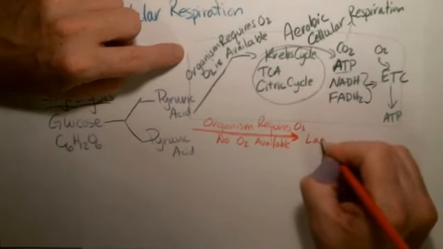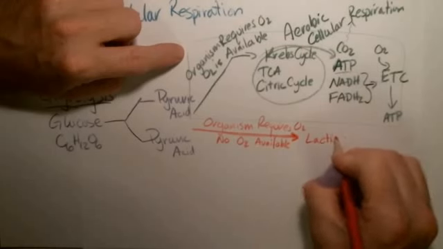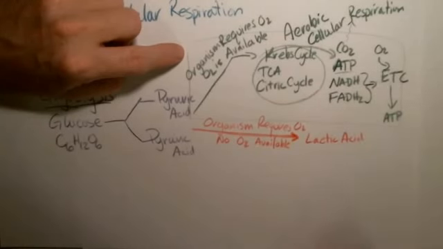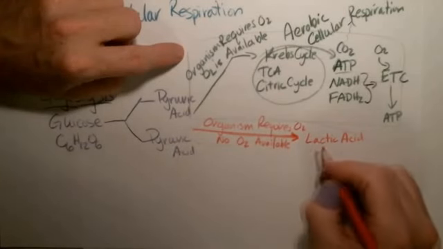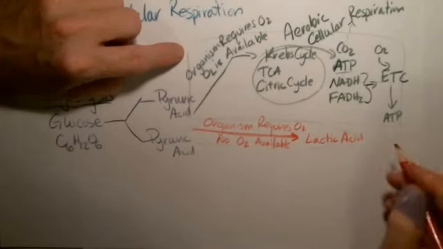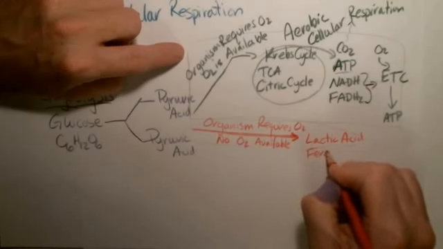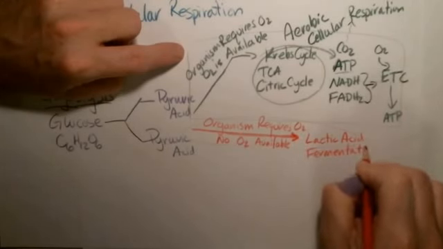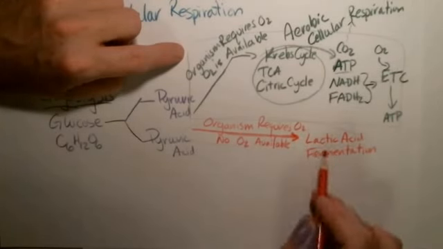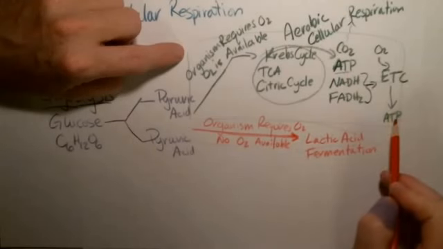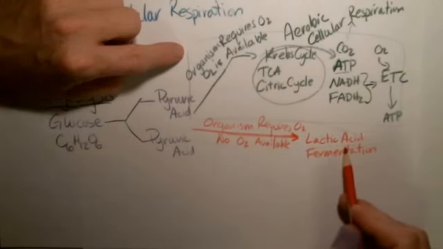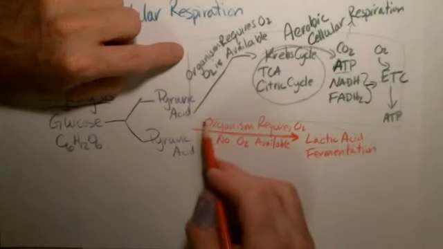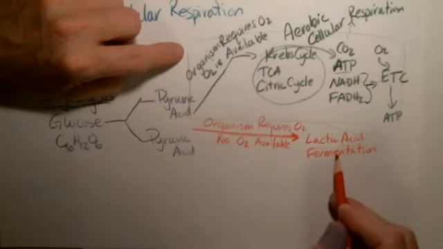And that burn comes from the lactic acid buildup that occurs in those muscles. This process here is called lactic acid fermentation. So you get lactic acid built up, and it's called lactic acid fermentation. And this process does not make any more ATP. Doesn't make any ATP. No CO2 is given off. And this process is called anaerobic respiration.